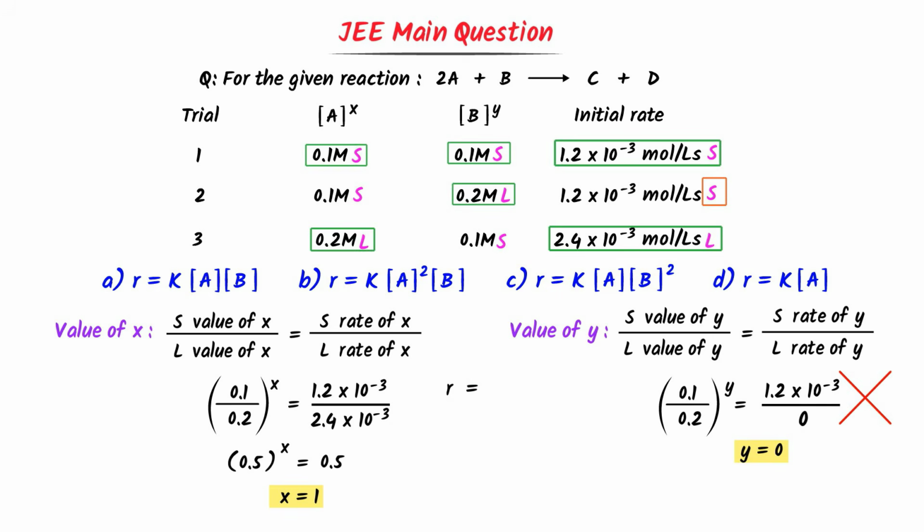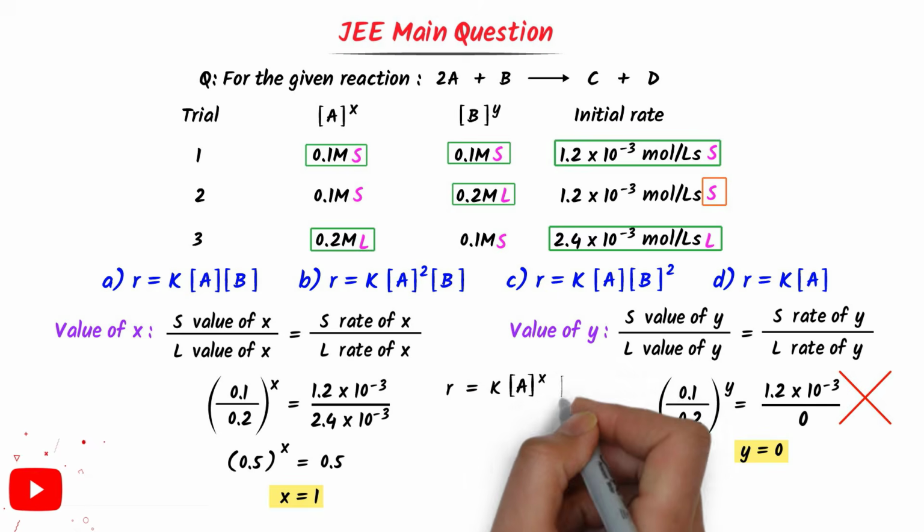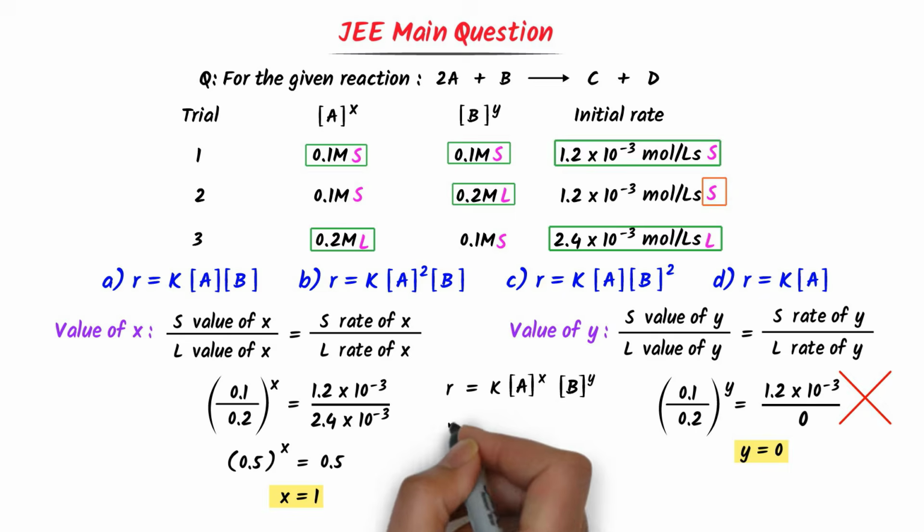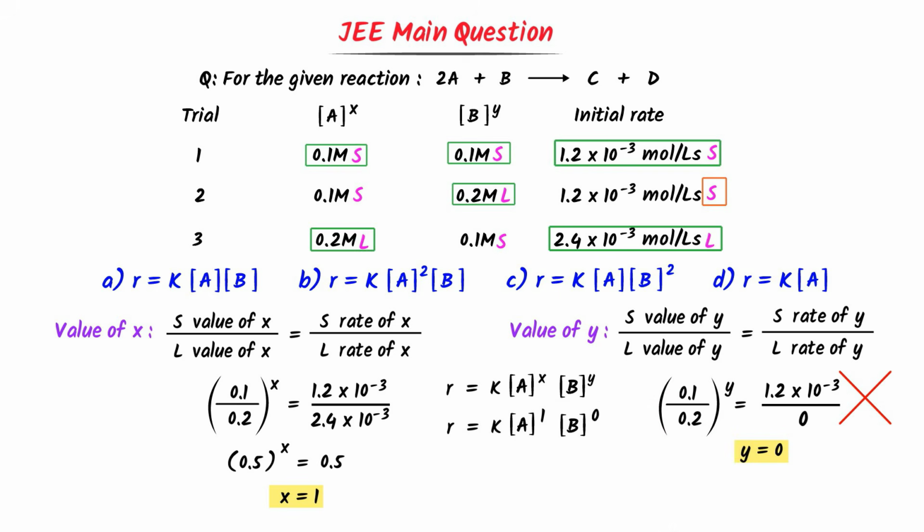Hence the rate of reaction is equal to K into the concentration of A raised to the power x into the concentration of B raised to the power y. We know that the value of x is 1 and that of y is 0. I get R is equal to K into the concentration of A raised to the power 1. Here n is equal to 1, so it is a first order reaction. Thus the correct option is D. Therefore, using these tricks, we can easily crack any numerical problem of rate law expression.